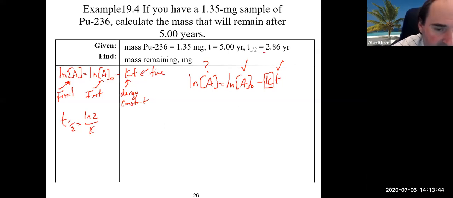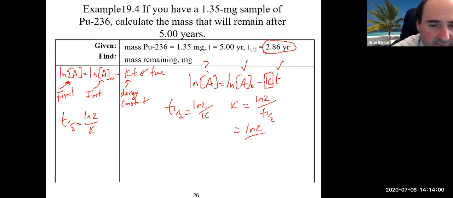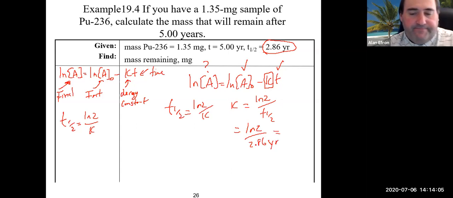And that is where the half-life comes into play, because we know that the half-life equals the natural log of 2 over K, which means that the decay constant would be natural log of 2 divided by the half-life, which would give us a natural log of 2 divided by 2.86 years. And if we do that, we get something like 0.242. The units here are actually reciprocal years.